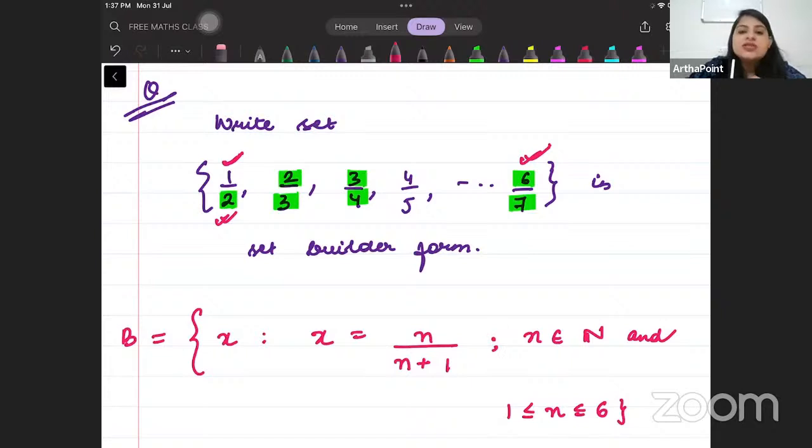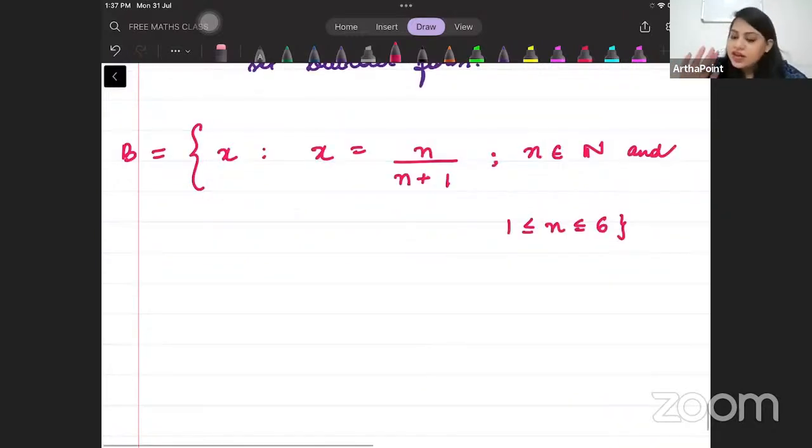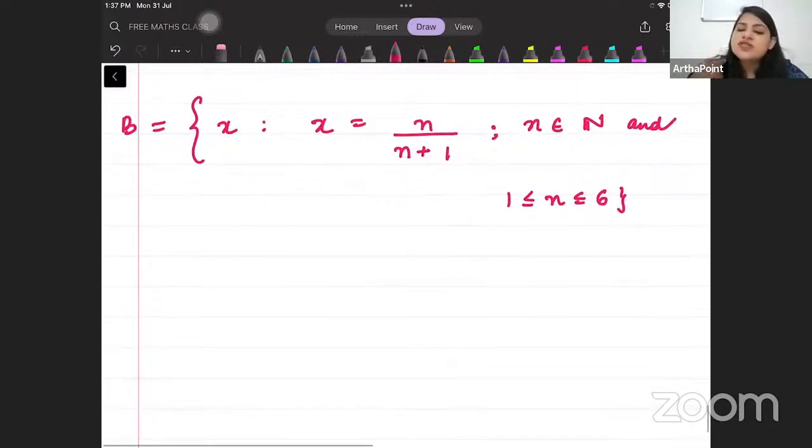So we have written this in the set builder format. Is this clear? Very, very important concept. This is the first thing. If this doesn't come, nothing will come. Right? So beta, this is what I wanted to do with you today.